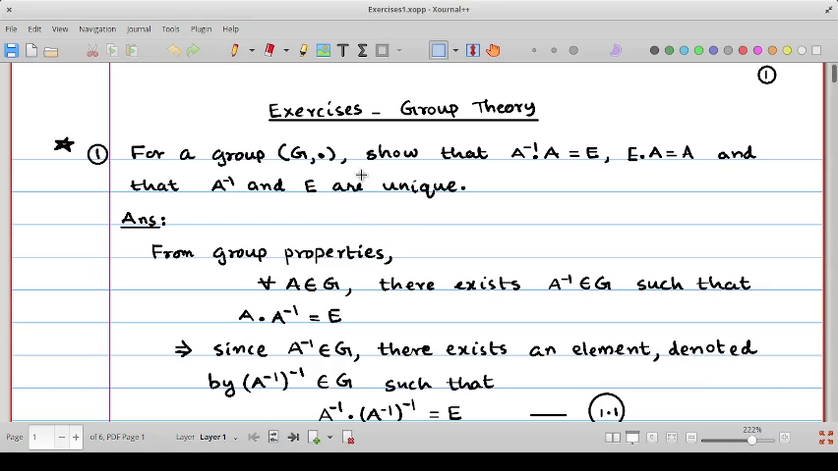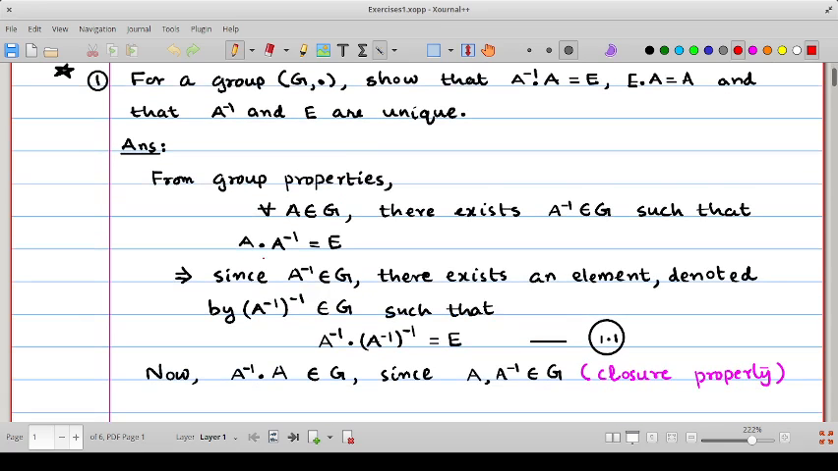We now discuss some exercises. So we first consider this question. For a group G with a composition operation given by this dot, show that A inverse dot A is equal to E and E dot A is equal to A, and that A inverse and E are unique. The solution is the following.